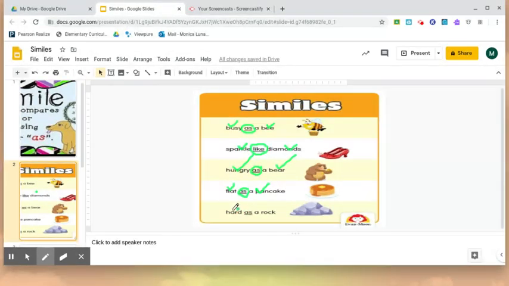The last one, it says hard as a rock. Here they use the word as. So something is so hard like a rock. So they're comparing something to a rock. Okay, so remember a simile has to have the word like or as and has to compare two things. Okay, next slide.